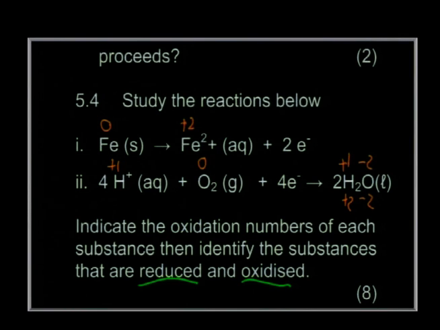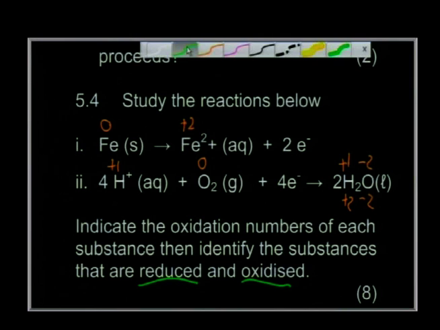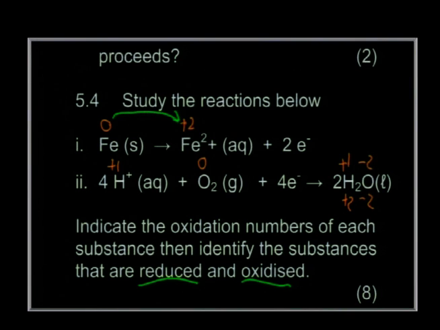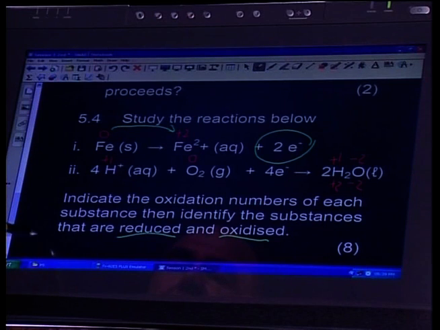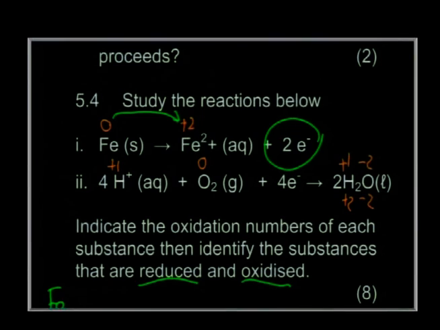What's happened to the iron? So we've assigned the oxidation numbers, and I hope you can see that iron goes from 0 to +2. It also tells us that it has produced some electrons. That means it's lost electrons. So what's happening to iron? Iron is losing electrons. It is undergoing oxidation. So iron is oxidized. So we're going to say iron undergoes oxidation. And then the next thing is, well, what's happening in the next case?